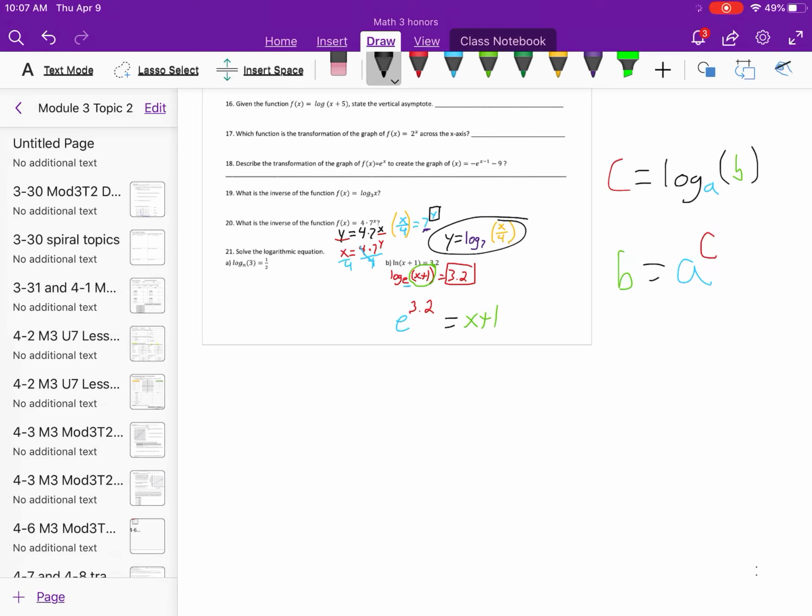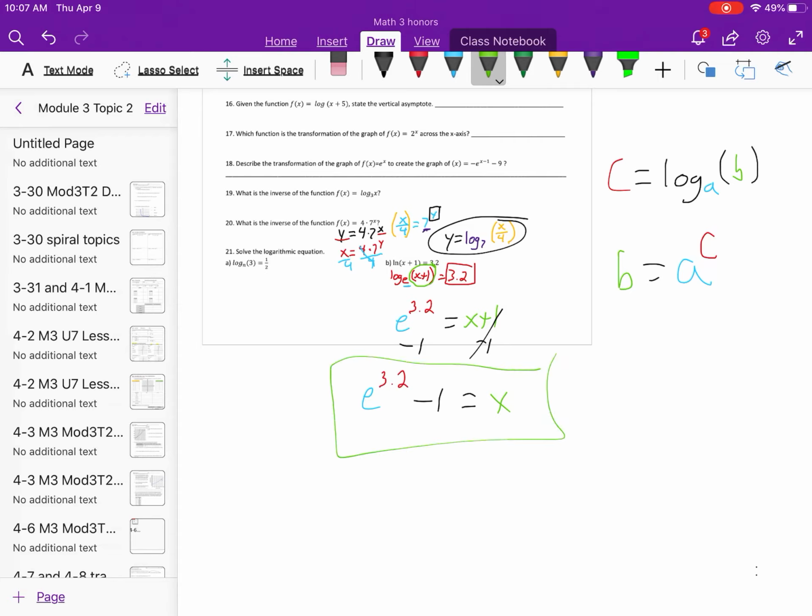But now if I'm just going to solve this, hopefully this next move should be pretty easy. I'm just solving for x, so I'm going to subtract 1 on both sides. So now this just gives us e^(3.2) - 1 = x. I know I zoomed out, so I'm writing kind of large now. That's okay. I'm not going to finish this, but you can just plug that right into your calculator.